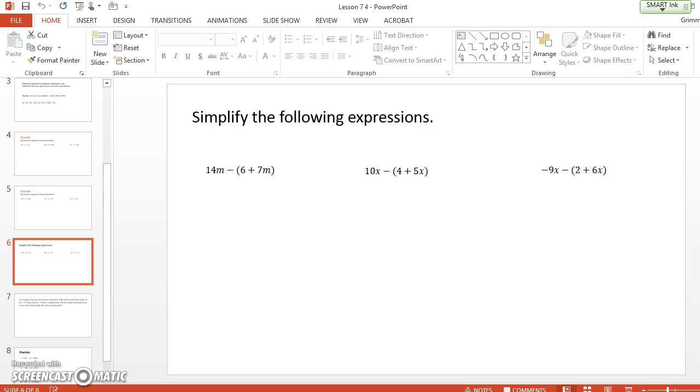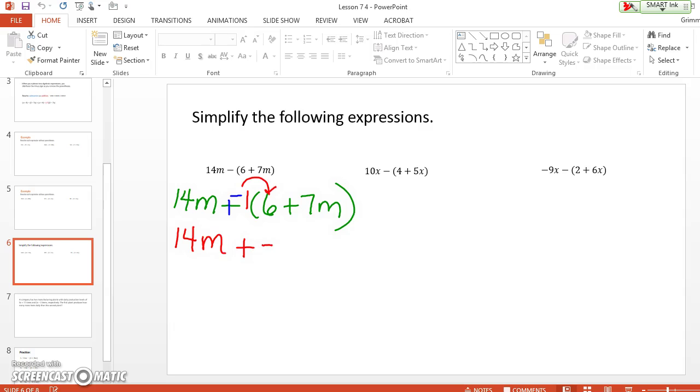Okay, so simplify. The last one was just rewriting without parentheses. Now we're going to do the whole shebang. So first thing I have to do is change my sign. I'm going to rewrite this a little bit bigger. Same change, and then put in my -1. Now I'm going to distribute just like you did a second ago. So I'm going to write 14n plus -1 times 6 is -6. Keep my plus sign. -1 times 7 is -7n.